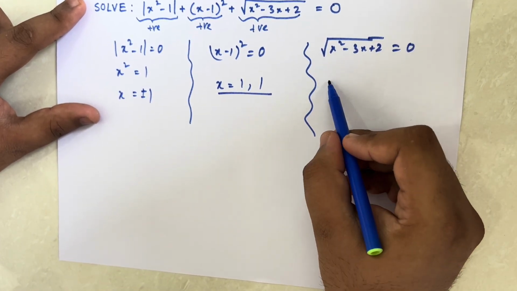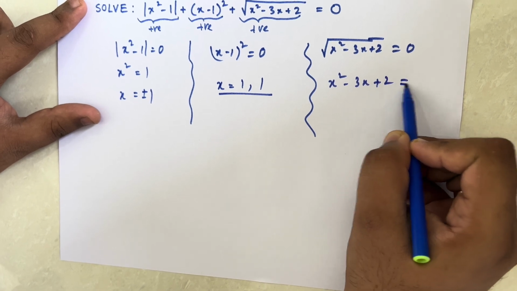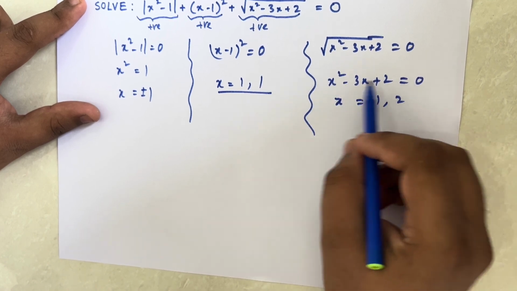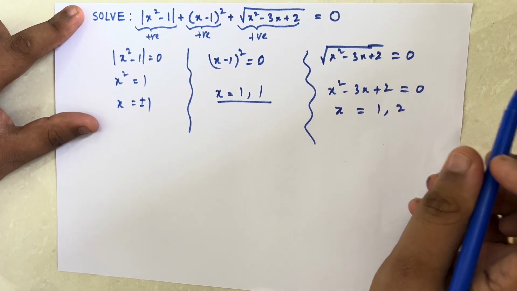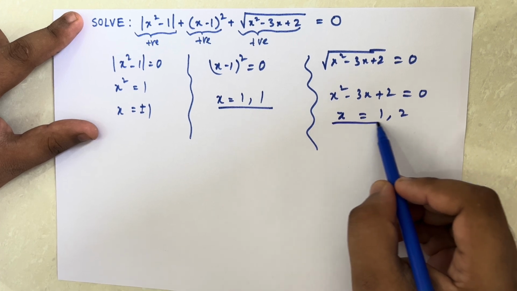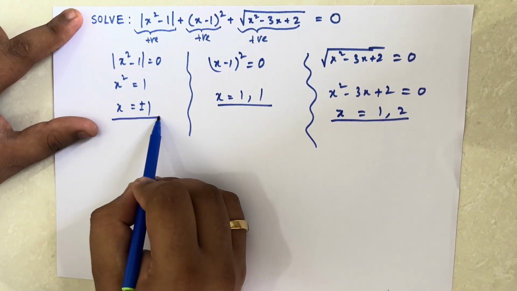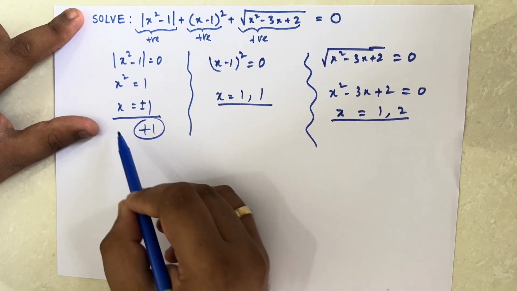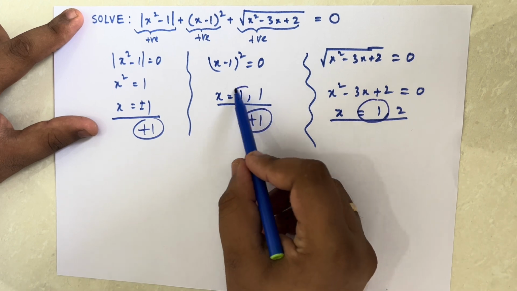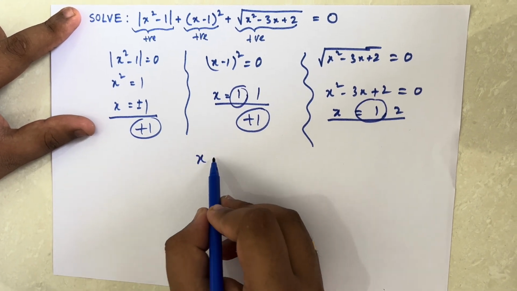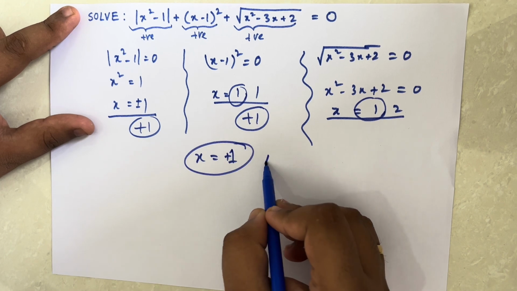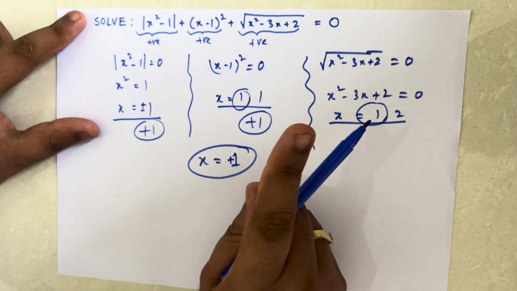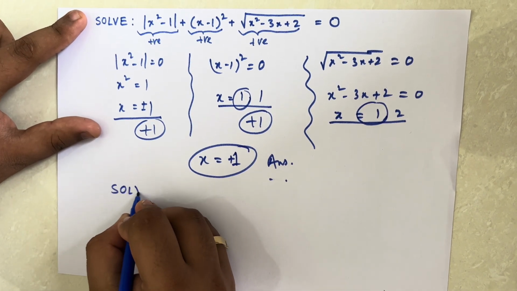Here if you see, you can remove the square root. X square minus 3x plus 2 equals 0. So here if you see, x is what? 1 and 2. You must have solved this by factorization method. I am not going into this because you have already done it in lower classes. So x is equal to 1 and 2, x is equal to 1, 1, x is equal to plus 1, minus 1. So what is the common solution between the 3? Plus 1, plus 1, plus 1. This is the common solution. So x is equal to plus 1 is the answer for this question. This has only one solution, which is x is equal to 1. Very simple question. This is very important.